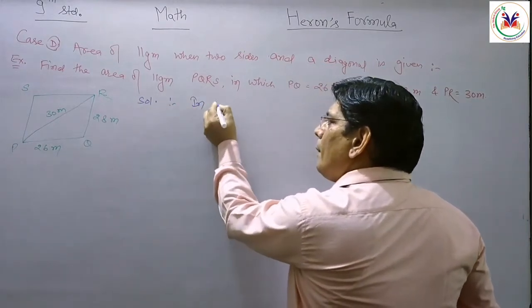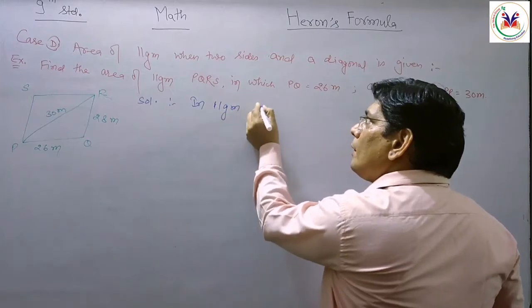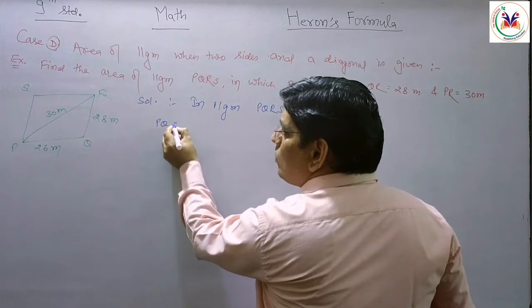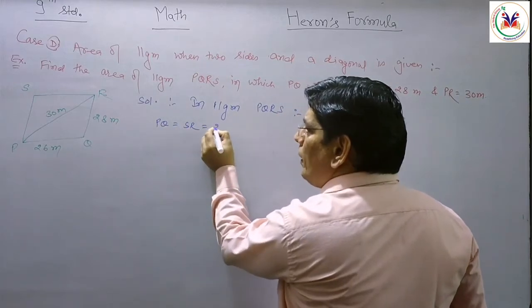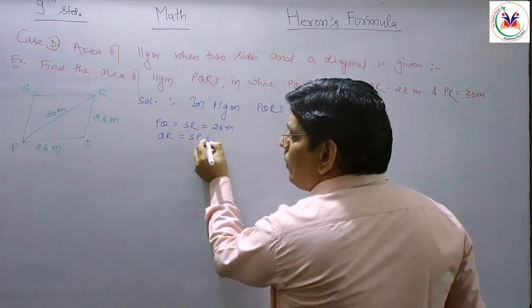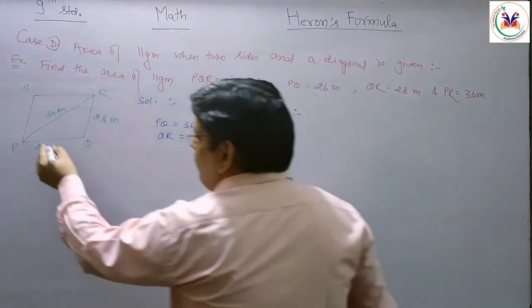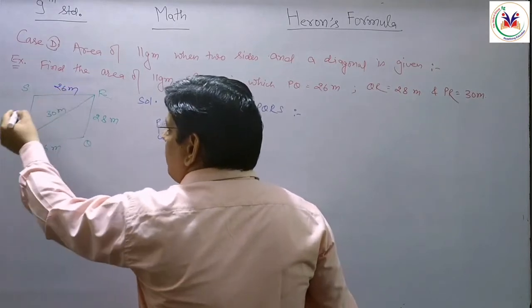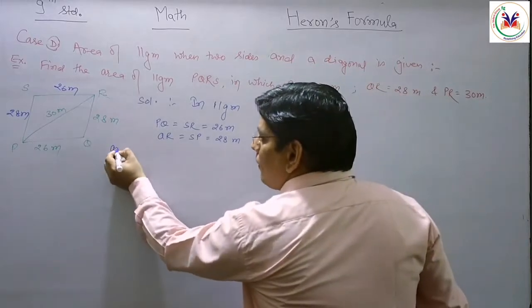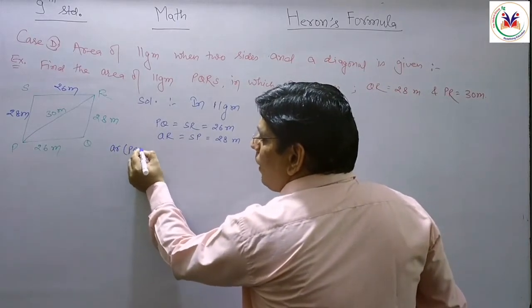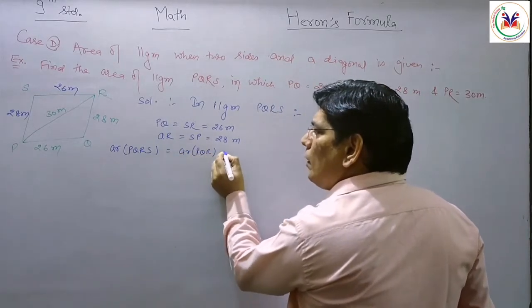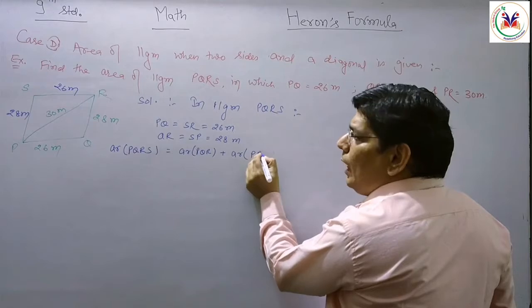in parallelogram PQRS, PQ equals to SR, that will be 26 meter, and QR equals to SP equals to 28 meter. So it is also 26 meter and that is 28 meter. Now area of PQRS equals to area of PQR plus area of PRS.